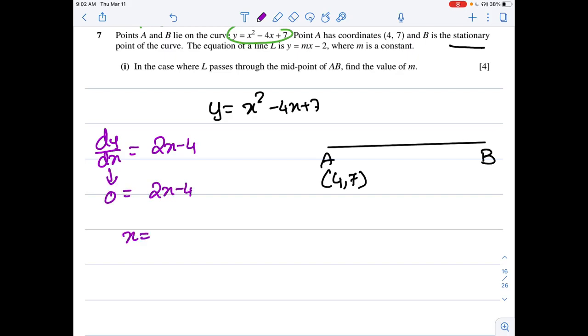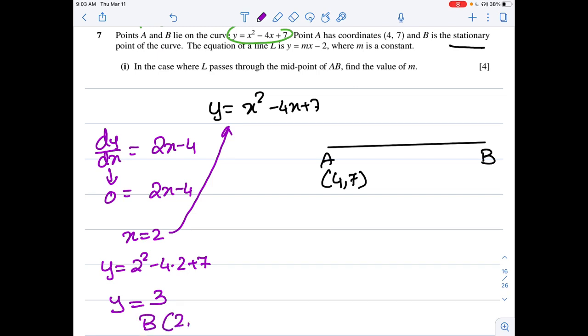So I get x is equal to 2. Plug in this x is equal to 2 to get the y value. 2 squared minus 4 times 2 plus 7. So I'll be getting y is equal to 3. So what is the point now? The point B becomes (2, 3). So I update over there.